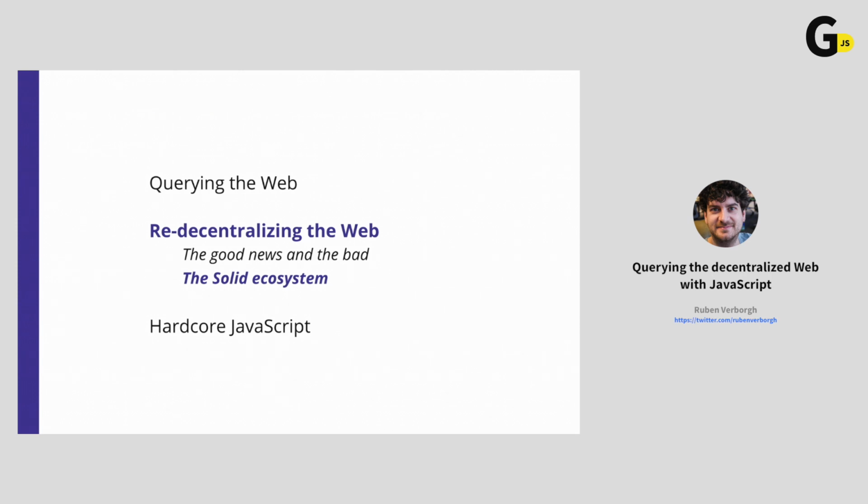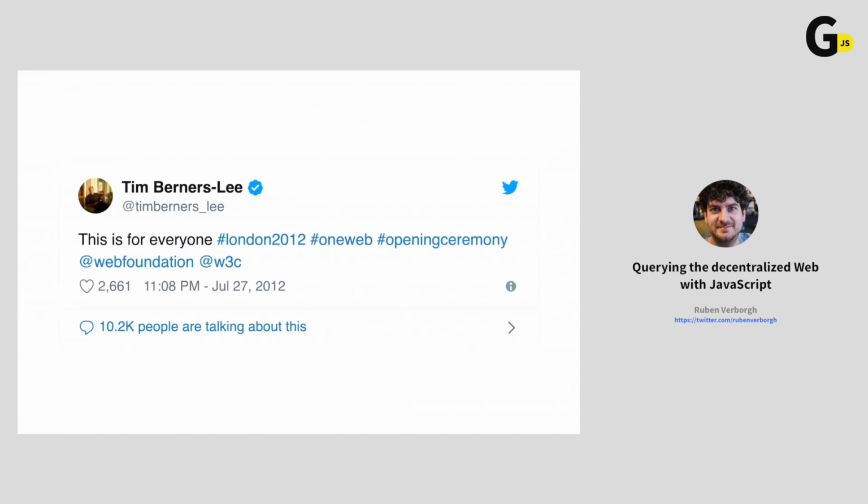Let's have a look at the Solid ecosystem. Maybe this name rings a bell. Tim Berners-Lee is the man who invented the web. So kind of thanks to him that we're here, because without the web, there wouldn't be any JavaScript, would there? And what he summarizes with this one tweet, this is for everyone, is he emphasizes this permissionless innovation, this universality. The fact that anyone should be able to innovate, to build things, to share things.